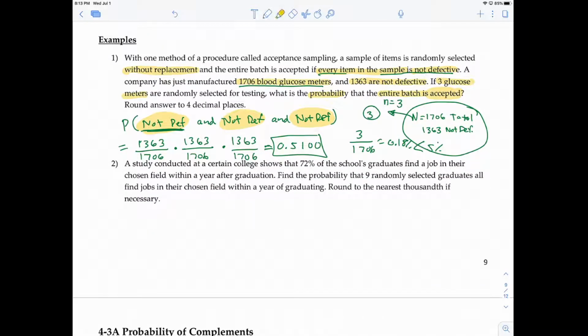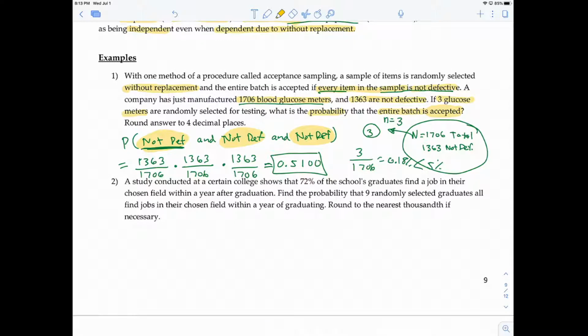So for a problem like this, this is the final problem I'm going to cover. A study conducted at a certain college shows that 72% of college graduates find a job in their chosen field within a year after graduation. Find the probability that 9 randomly selected graduates all find jobs in their chosen field within a year of graduating. Round to the nearest thousandths if necessary.